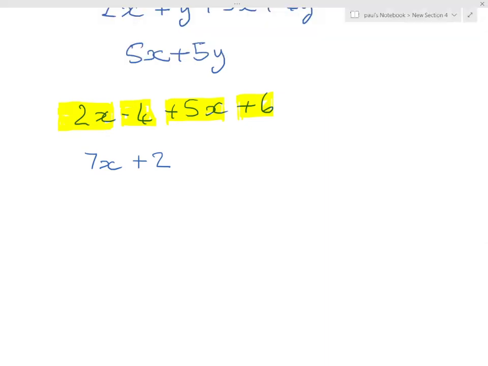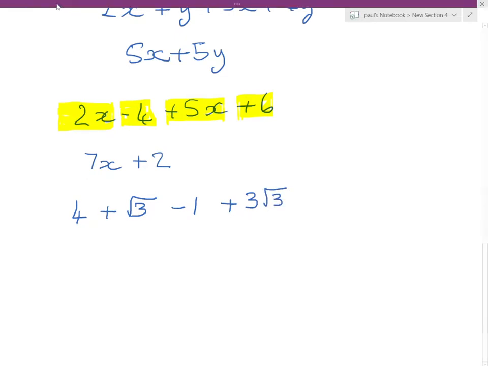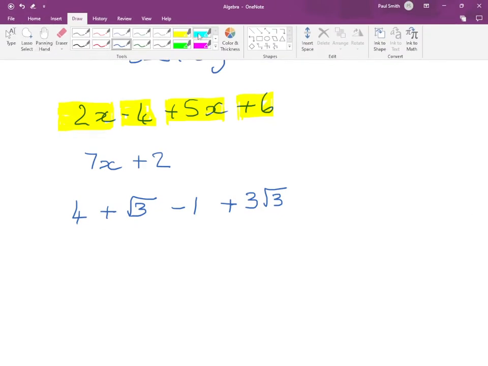Right, okay, and it doesn't actually matter what these terms are. Don't be fazed by crazy things. If we have 4 plus square root of 3 minus 1 plus 3 square root of 3. Now, this term here, so let's colour in the terms.